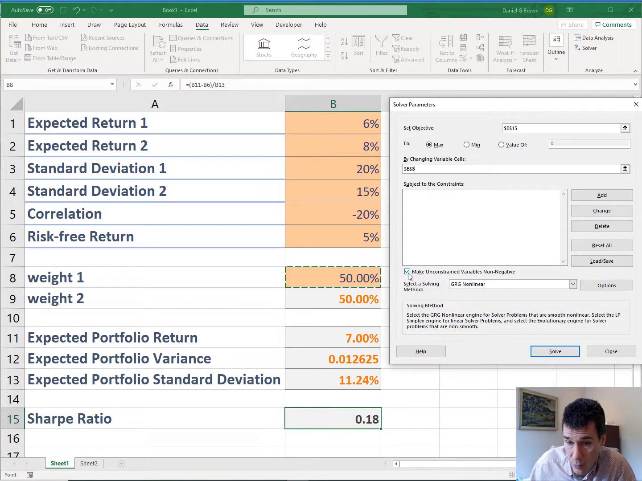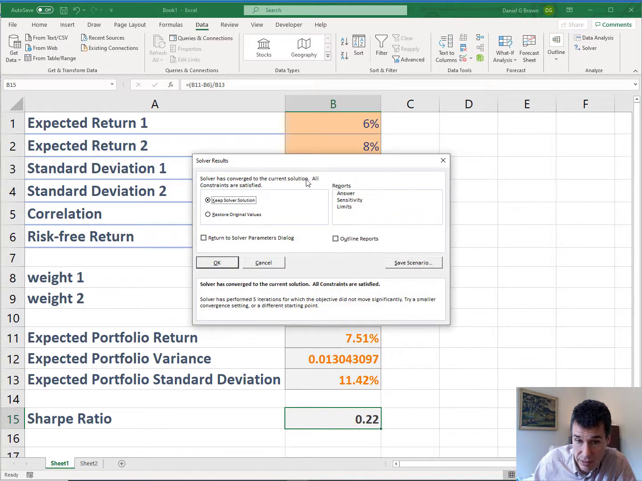Now, I'm going to turn off this make unconstrained variables non-negative. So the unconstrained variable in this particular problem is weight 1. Allowing it to be negative means that we could short the stocks if we so chose in this portfolio. We could have a negative weight. Negative weight means that we short the stock. We borrow the stock, we sell the stock, which gives us more money. We take that money and we buy the second stock. So let's click Solve.